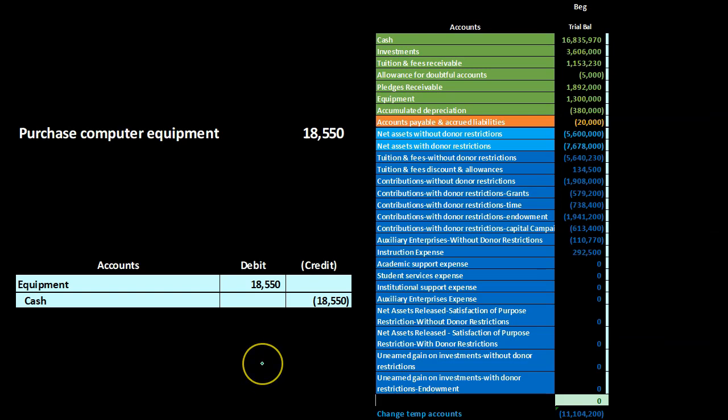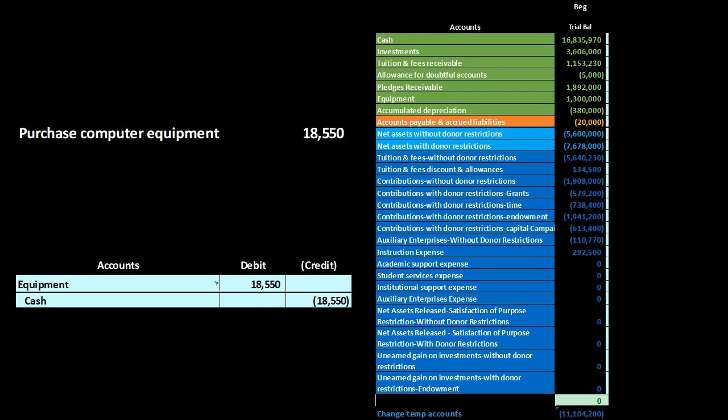Next transaction, we have the purchase of computer equipment. So now we're going to purchase computer equipment. Again, similar to a for-profit type of organization, same kind of activity. We're going to purchase it with cash. Therefore, the cash is going to be a credit. So we'll credit the cash to make it go down. The debit is going to go to equipment. Notice it's not going to equipment expense. It's going to go to equipment, the asset.